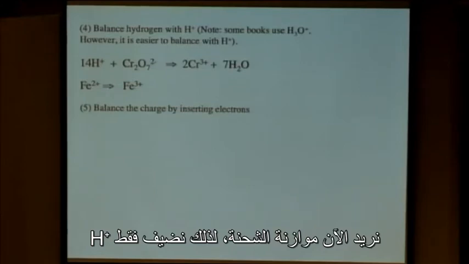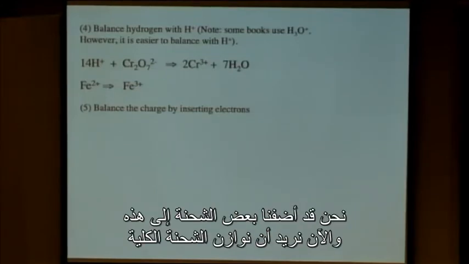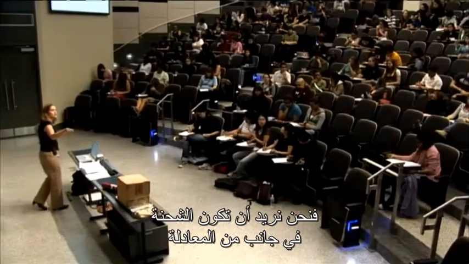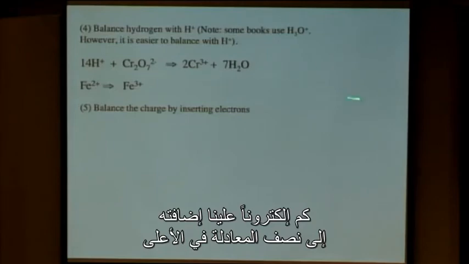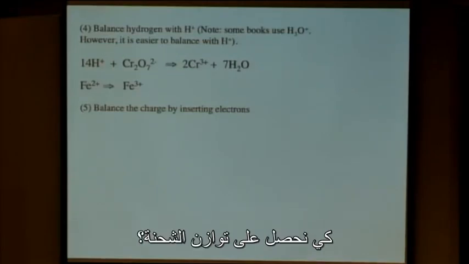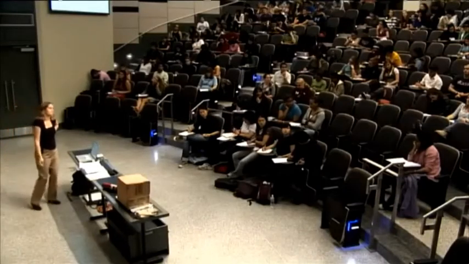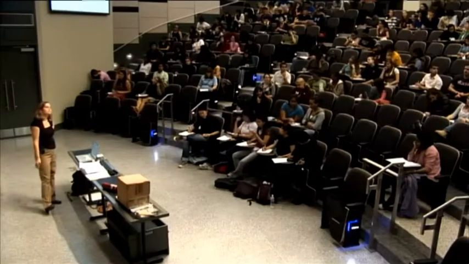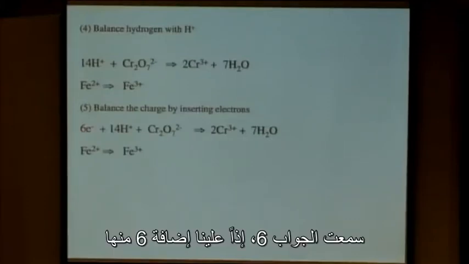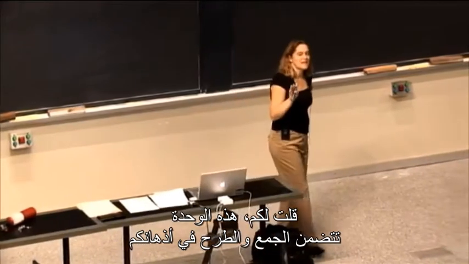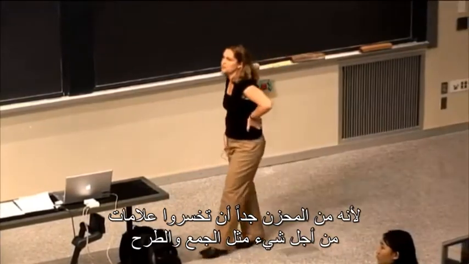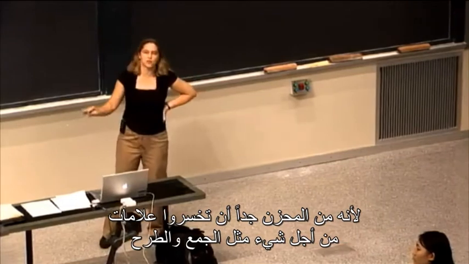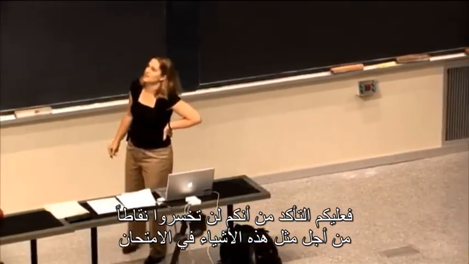Now we need to balance the charge. We just added H pluses, so we just added some charge to this. And now we have to balance the overall charge. So you want the charge on one side of the equation to be equal to the charge on the other side of the equation. So how many electrons are we going to have to add to this top equation to balance the charge? I heard the answer, 6. So we have to add 6. I told you this unit involves adding and subtracting in your head. And you always want to check your work when you're doing this on an exam, because it's really sad when you lose points for something that is adding and subtracting. So you want to make sure that you don't lose points on these on an exam.